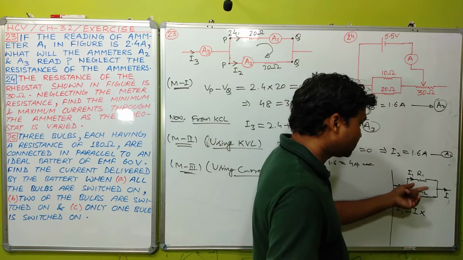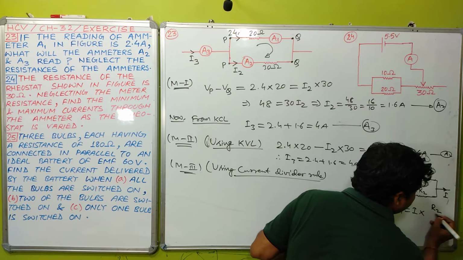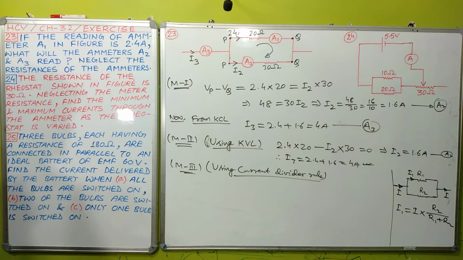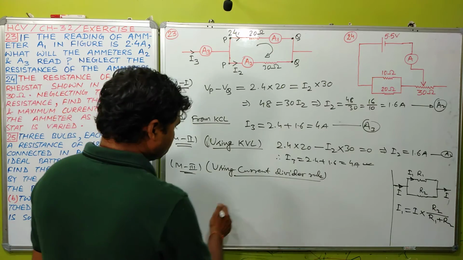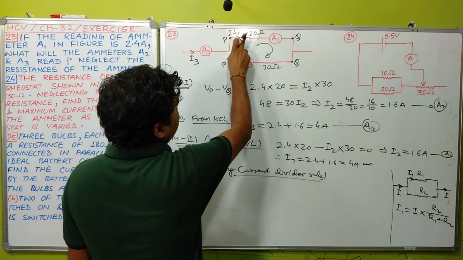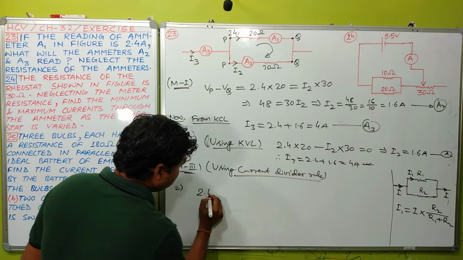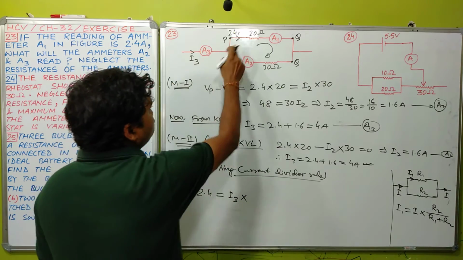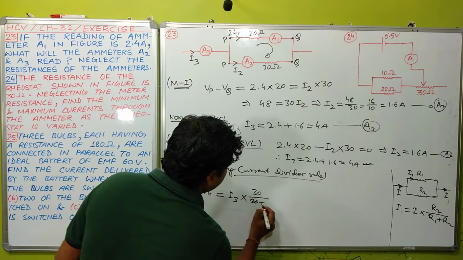If you are going to write the current through this resistance R1, then here you have to write R2 and thereafter R1 plus R2. Okay student, now just see how we will use this formula, the current divider rule, for solving this question. Here you can see we have the value of I1, 2.4 ampere, given. So from the current divider rule, student, we can write 2.4 equals I3 into total current into 30 by 20 plus 30.